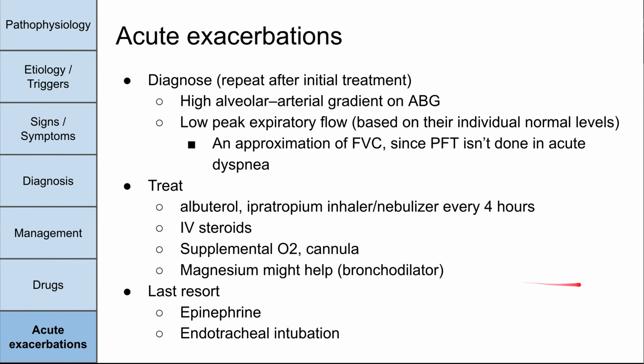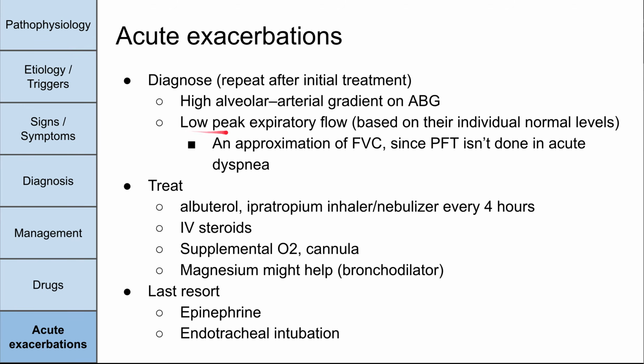Lastly, let's talk about what to do in the case of an acute exacerbation. So first, you want to diagnose that they're actually having an asthma acute exacerbation. One way to do that is to look at the alveolar-arterial gradient on arterial blood gas. So this is the amount of oxygen in the alveoli and the amount of oxygen in the arterioles, and you look at the gradient between those. If it's high, that makes you think asthma.